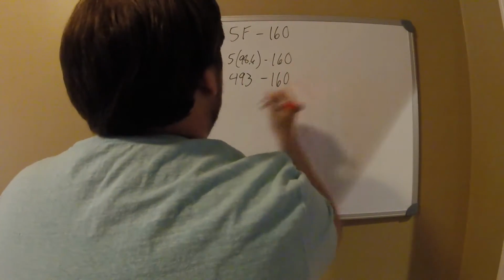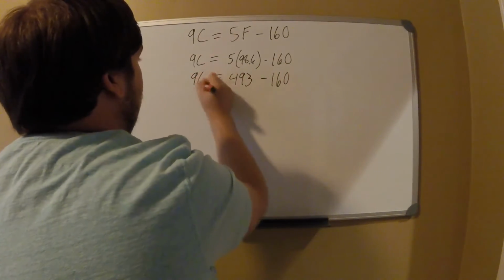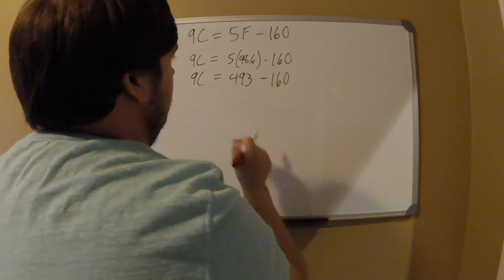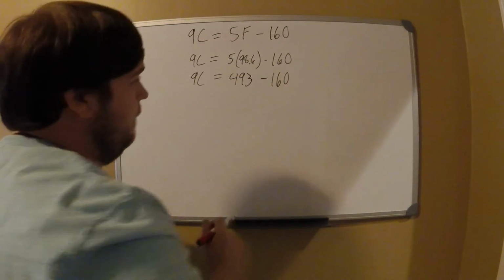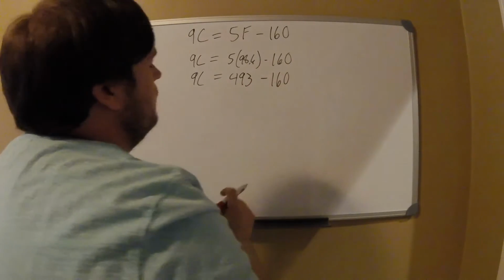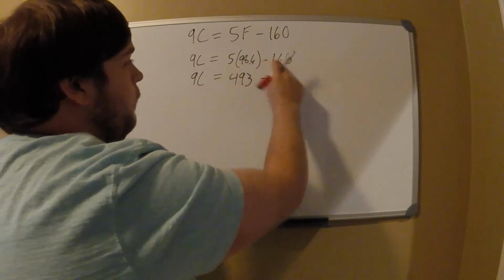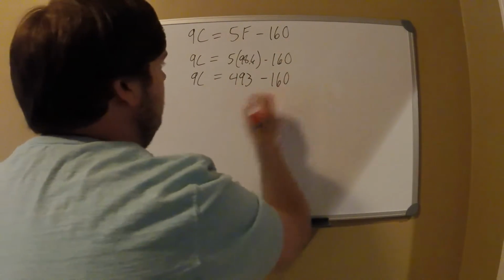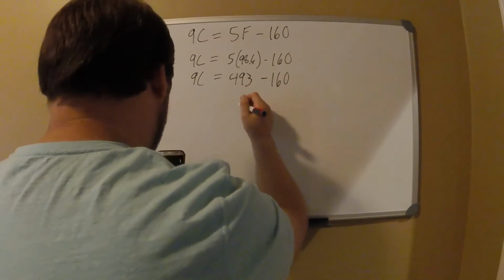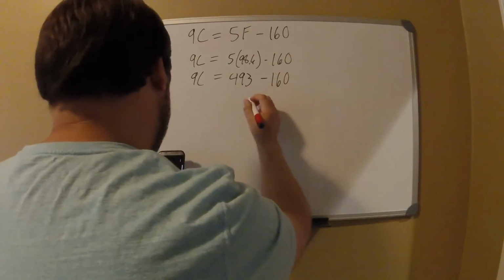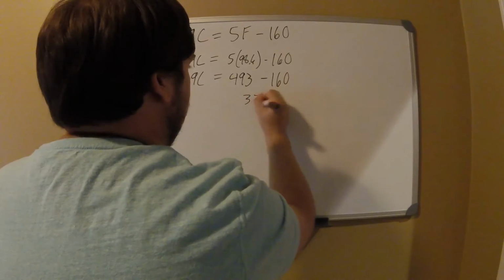Just pull everything down. Just do one step at a time. You don't have to get all fancy and do multiple steps at once. Just do everything one step at a time, remembering your order of operations. So multiplication comes first before subtraction, and then you're going to subtract. So 493 minus 160 is 333.